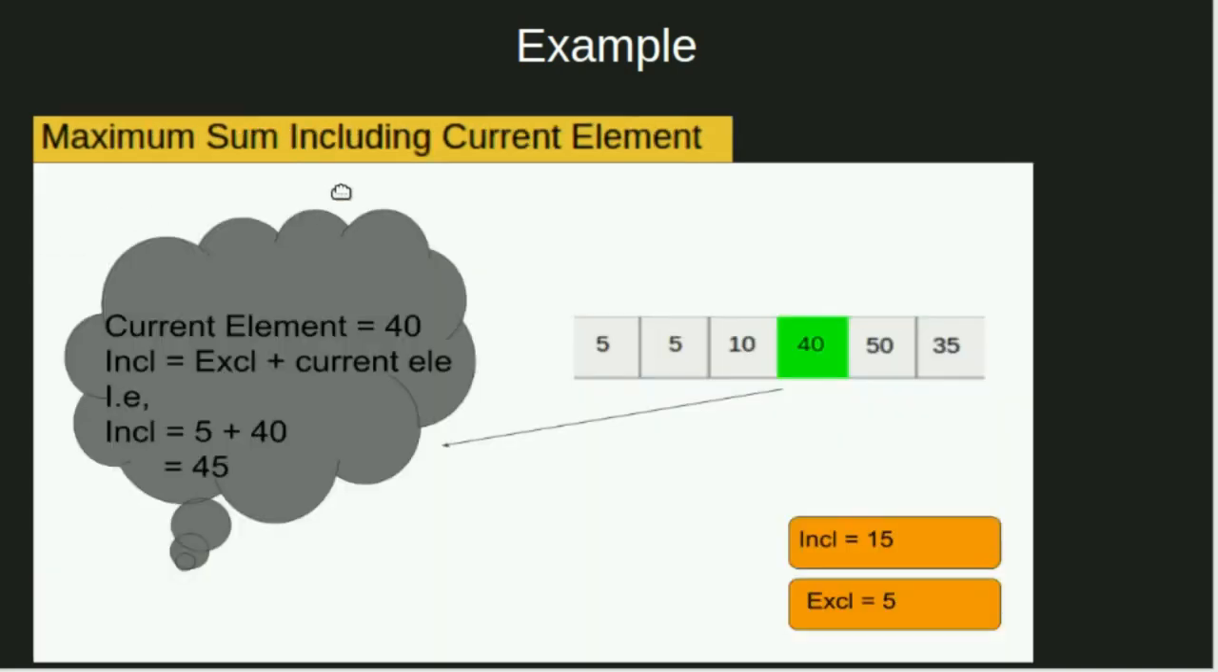In the second case, we will include the current element, so we get two points. First, include will be affected. Second, we can't include the previous element. We are including the current one, therefore we can't take its neighbor. So we simply cut this include. So our sum will be the sum till now excluding the previous element, that is exclude plus 40, that is 45. This way we got our formula. You can directly use this formula in your problems.